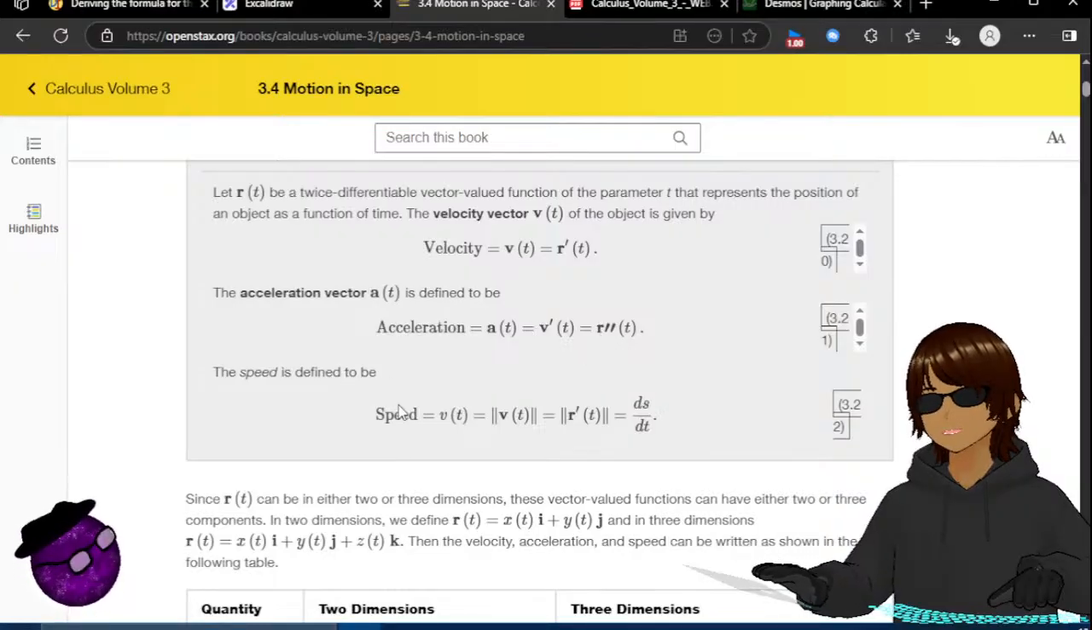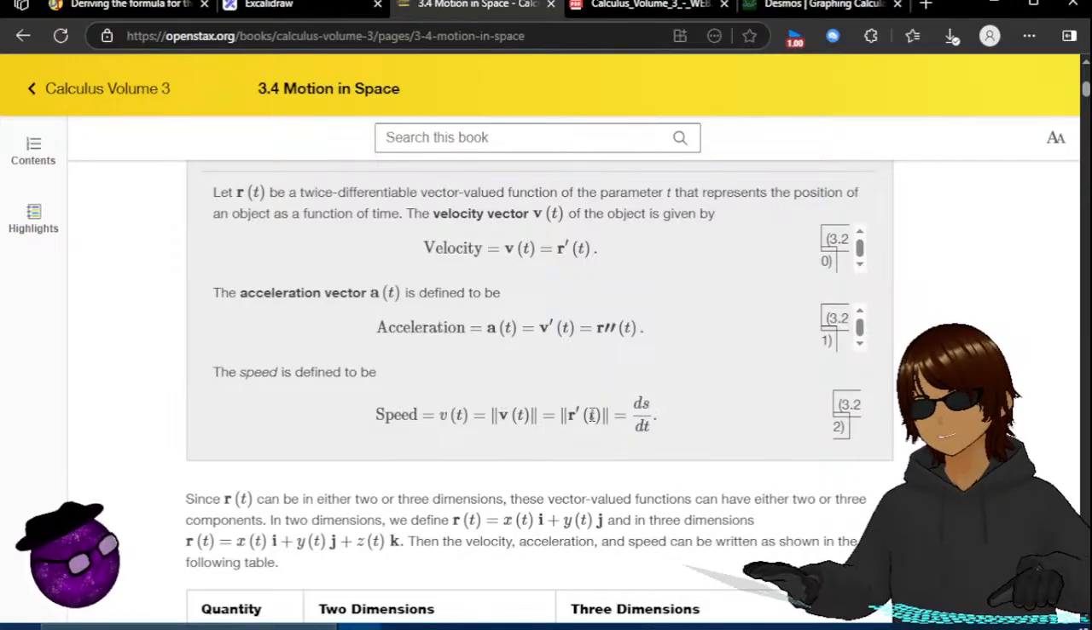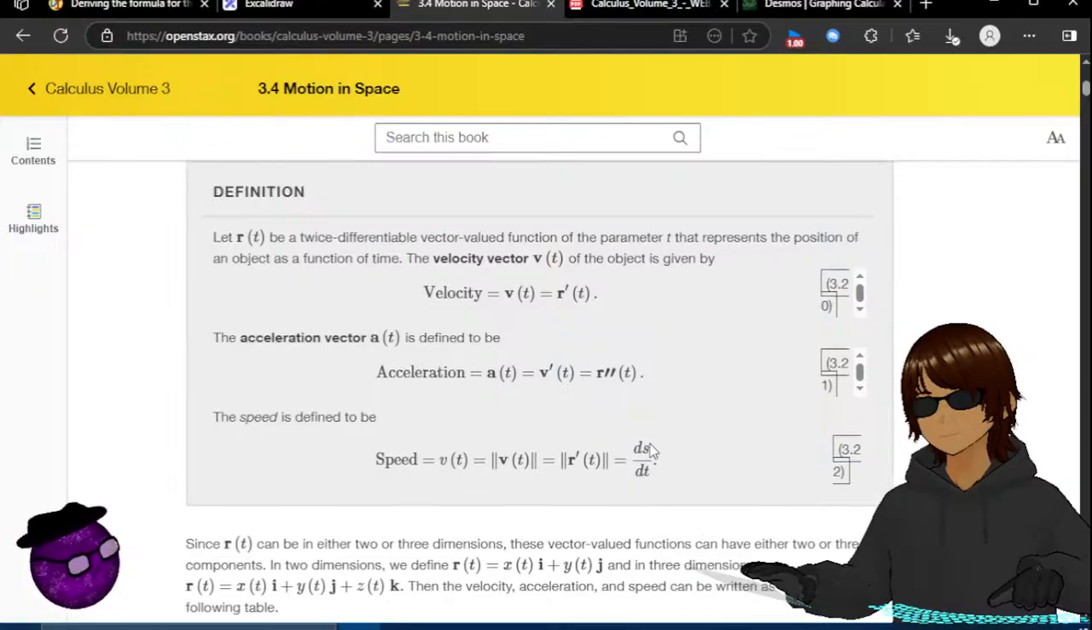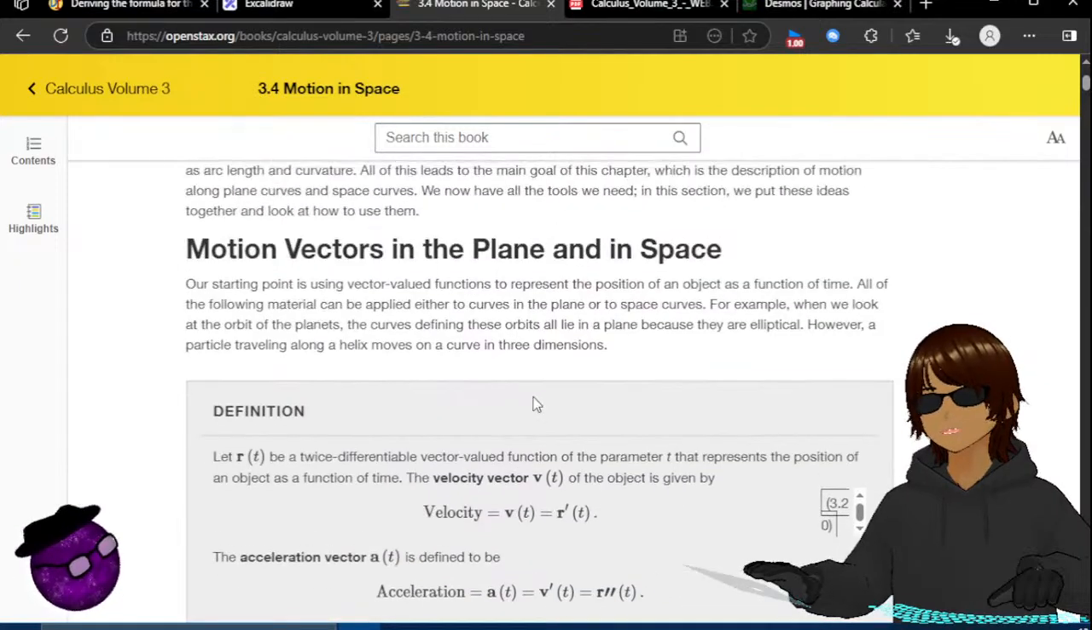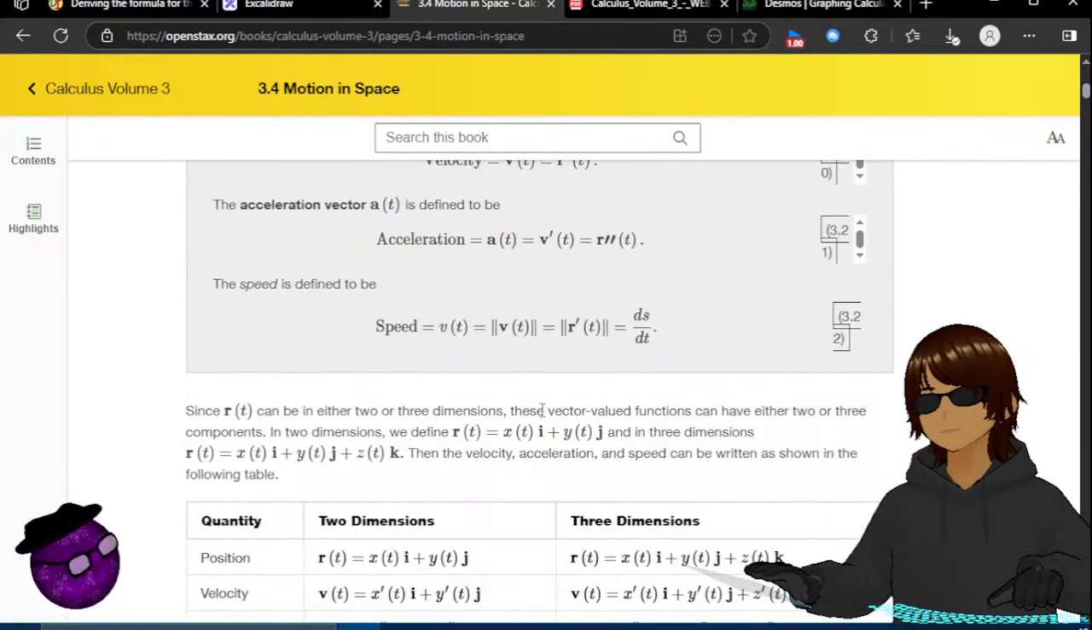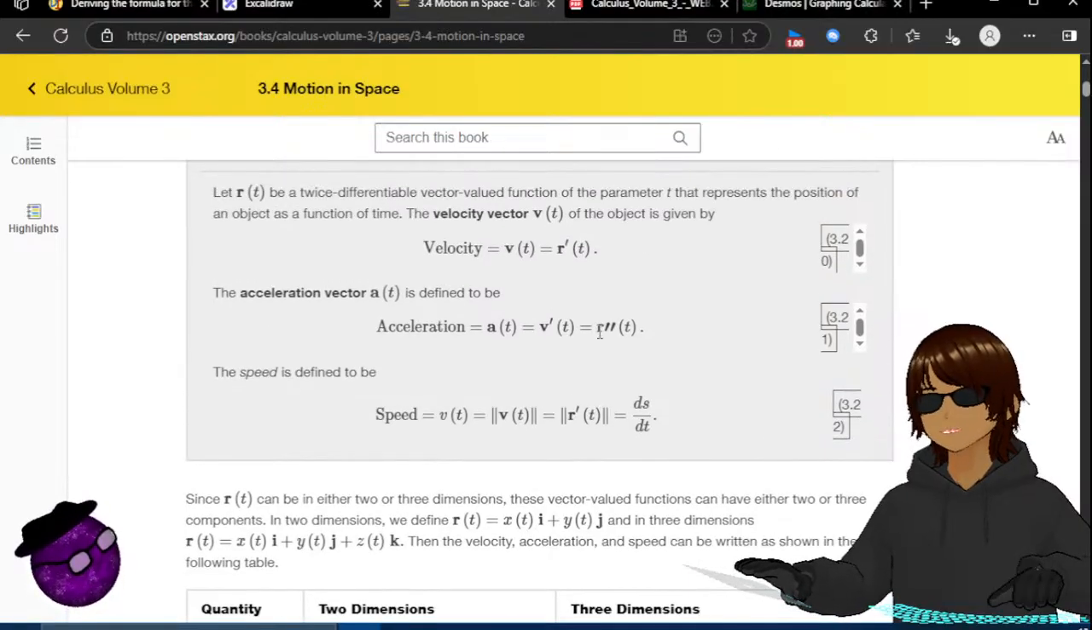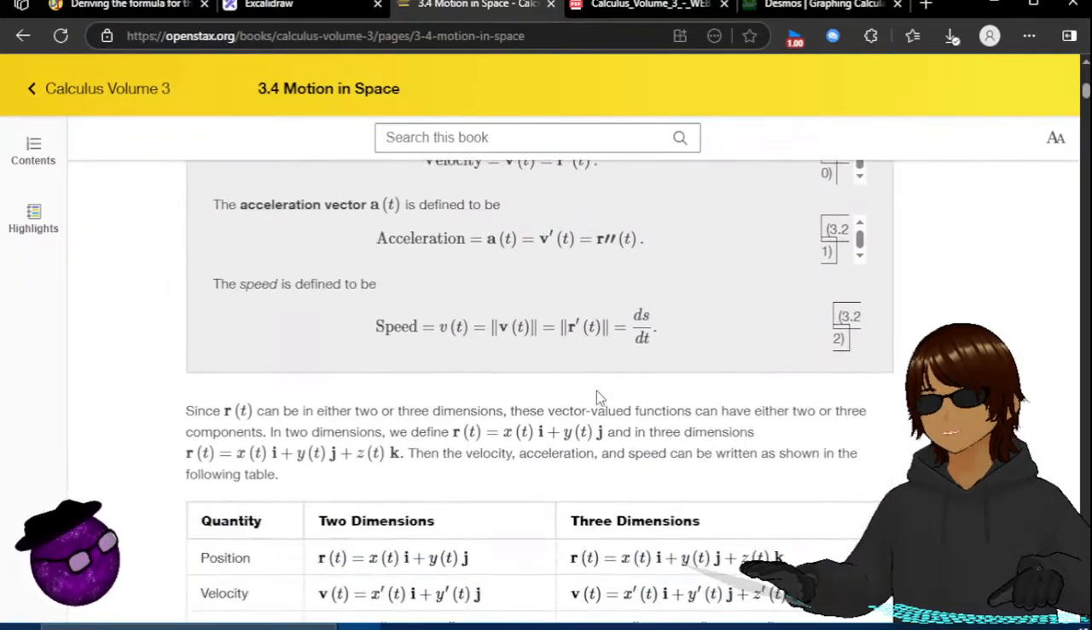The speed is defined to be the magnitude of the velocity, just the magnitude and not the direction. So S over T, what is S over here? Because in physics I remember S being displacement, but I don't think so, maybe distance.